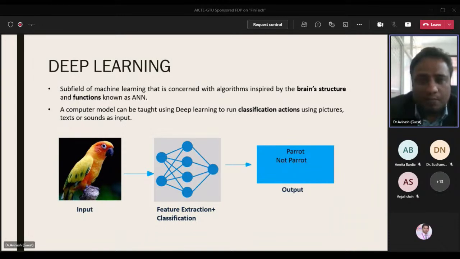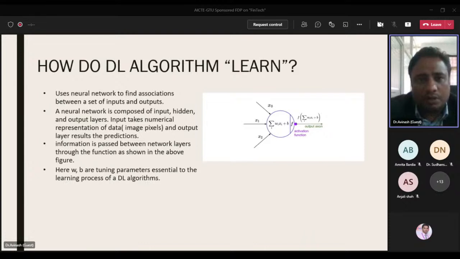So this is a simple deep learning model in which we can say that deep learning is a subfield of machine learning that is concerned with the algorithms inspired by the brain structure and functions known as artificial neural network. Is it clear to everyone? So this is a simple way where we can understand deep learning. So how do deep learning algorithms learn? Okay, for this you have to understand these 4 points.